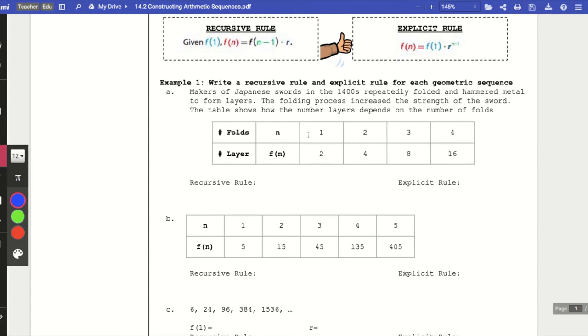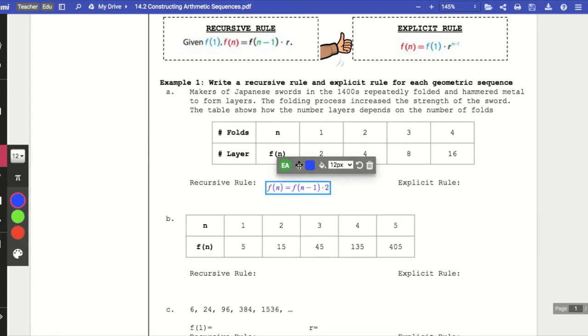So again, looking at my recursive rule, I can tell that my f of n's are doubling each time. 2 times 2 is 4, 4 times 2 is 8, 8 times 2 is 16. So remember, to write the recursive rule, I really just need to say that f of n is equal to f of n minus 1 times the common ratio, 2. Okay? So that's the recursive rule.